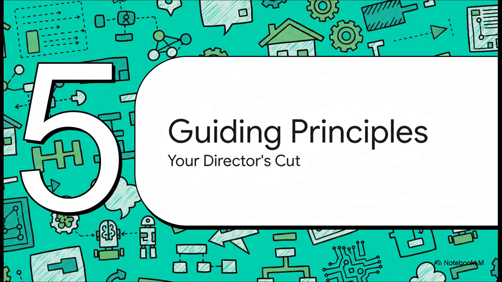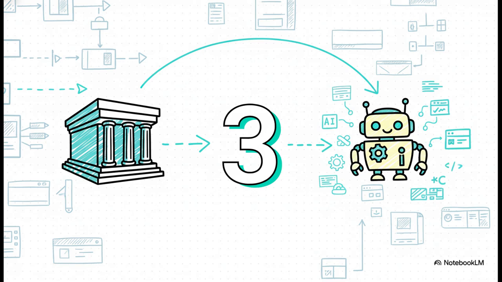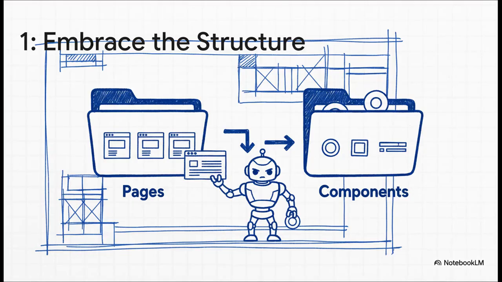Well, it really just comes down to a few core guiding principles. There are just three crucial ideas to remember. If you can internalize these, you'll be thinking just like a seasoned NUXT architect. Principle number 1, and this one is huge, embrace the structure. That folder system in NUXT, it's not a suggestion. It's the language you use to talk to the framework. You have to always direct your AI to put files in the right place.